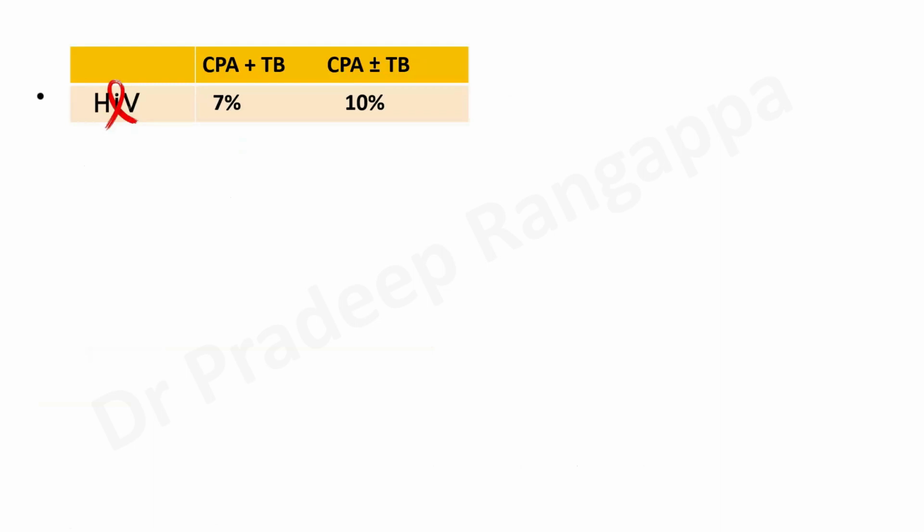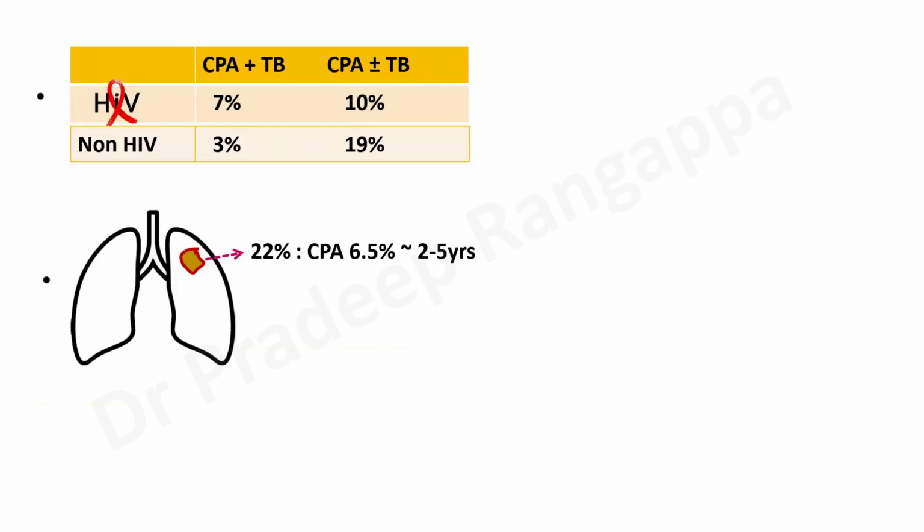And what about patients with HIV? In HIV, cavitatory pulmonary aspergillosis along with TB happened in 7%, and plus or minus TB in 10% of the patients. In non-HIV, it was much less, 3%, and it was 19% where there was cavitatory pulmonary aspergillosis. So cavitatory pulmonary aspergillosis, especially when there is a cavity: 22% of the patients with cavity. Aspergillosis occurred within 2 to 5 years in 6.5% of those who had a cavity. And at the end of TB treatment, around 10% had aspergillosis.